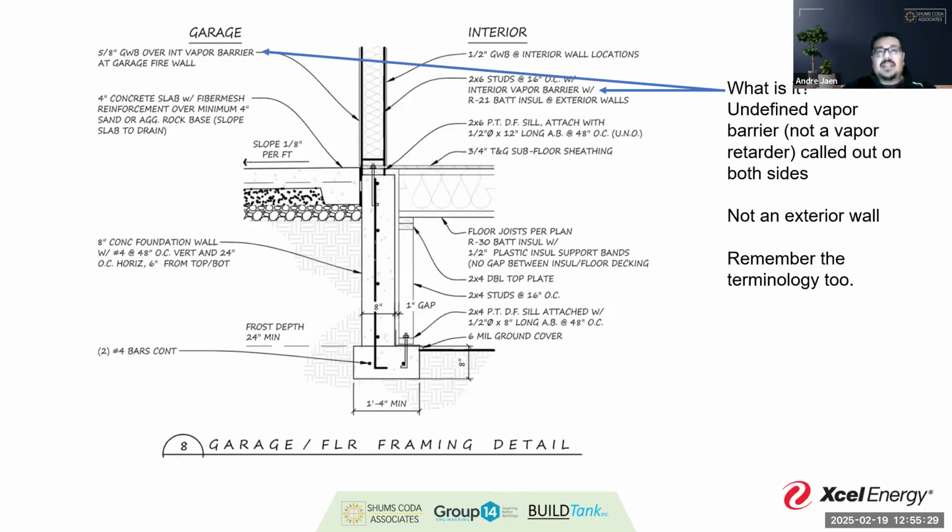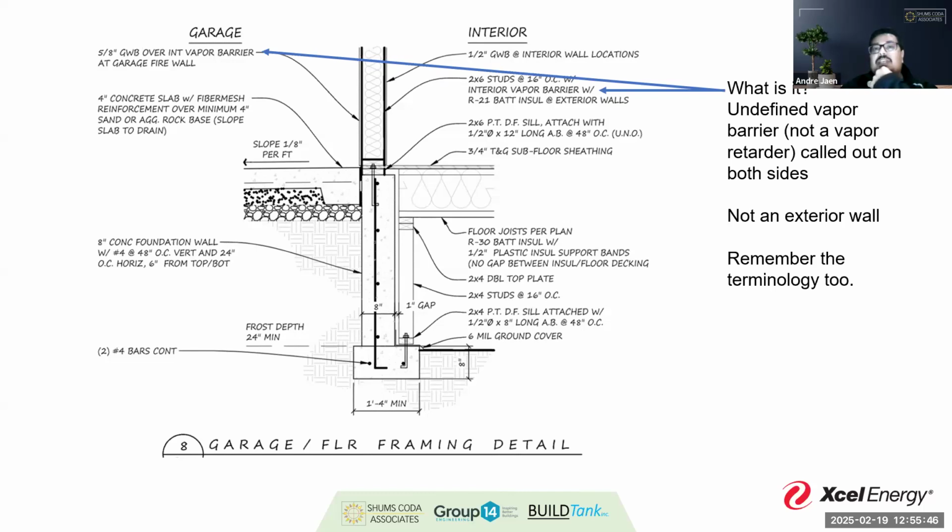So let's take a look at some plans, right? I really like to finish with some real world examples. And here we can see we have a garage vapor barrier, we have an interior vapor barrier. First question I point to, should we have two vapor barriers on a wall? The answer to that should be a no, right?